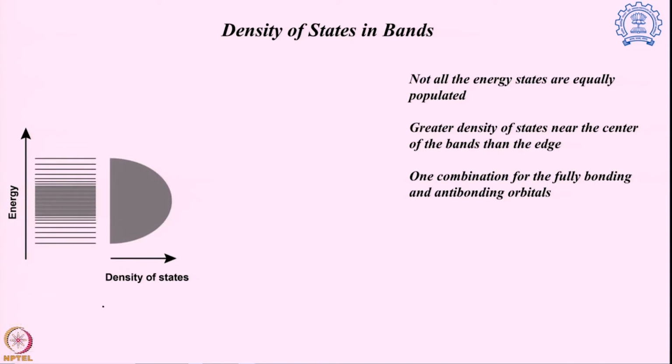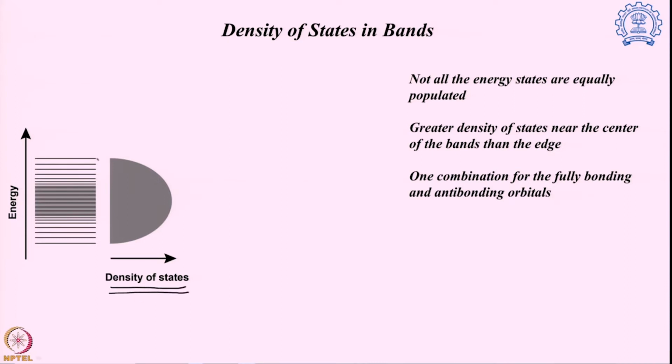In the next section, we are going to discuss how the energy bands are actually populated, because we have different levels of orbitals. But are the same number of electrons present in each orbital? That is actually not true, and that is defined by this particular term known as density of states. So what is a density of states?